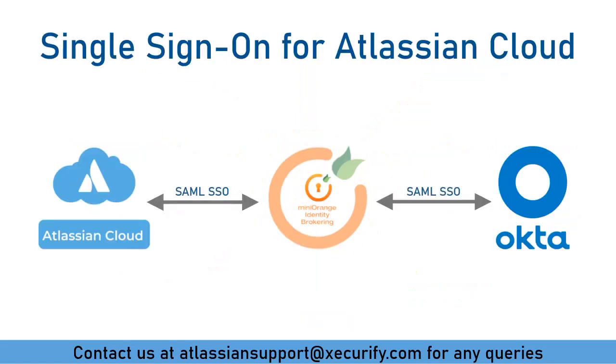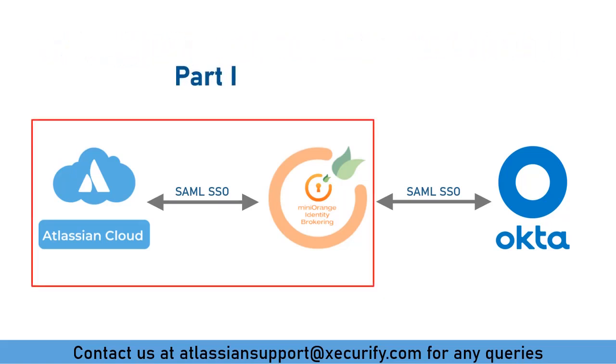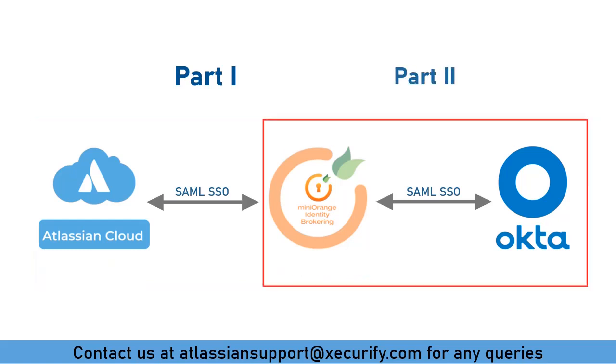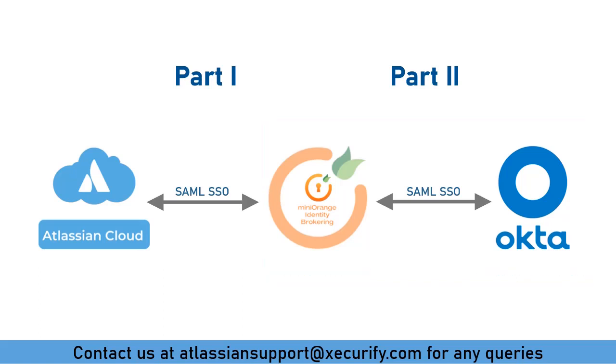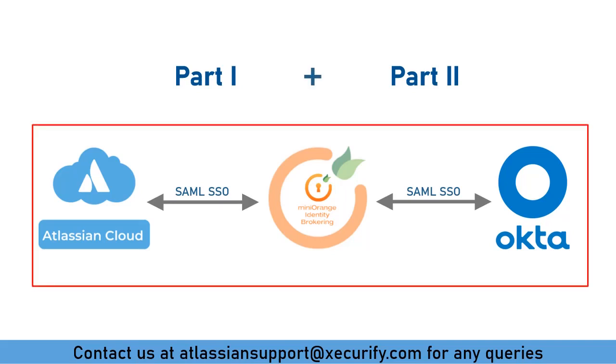As discussed earlier, we will be configuring Atlassian Cloud with Okta using miniOrange Broker. The setup is divided into two parts. Part 1 will consist of configuration between Atlassian Cloud as SP and miniOrange as IDP. And in Part 2, we will configure SSO between miniOrange as SP and Okta as IDP. Finally, we will be concluding the setup by combining Part 1 and 2 to show the SSO between Atlassian Cloud and Okta using miniOrange Broker.